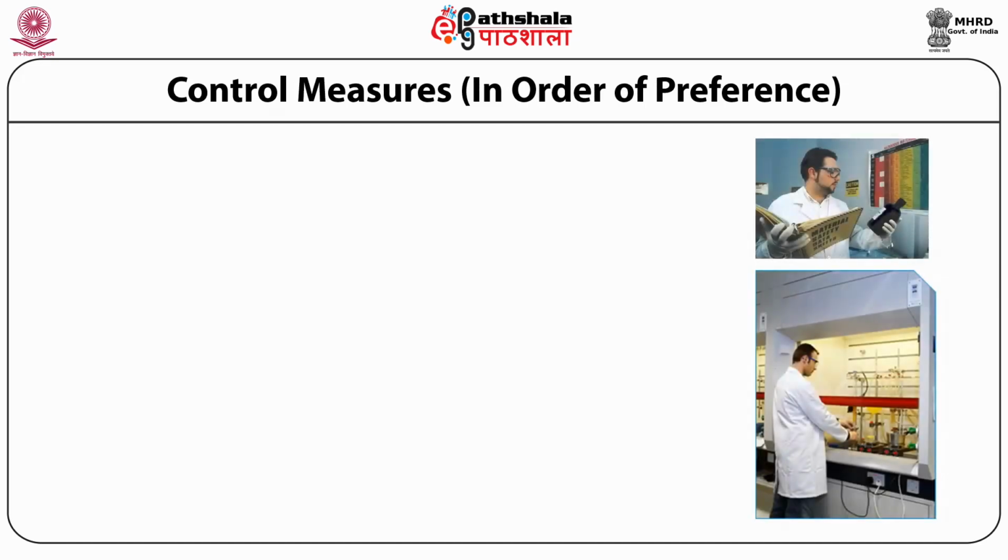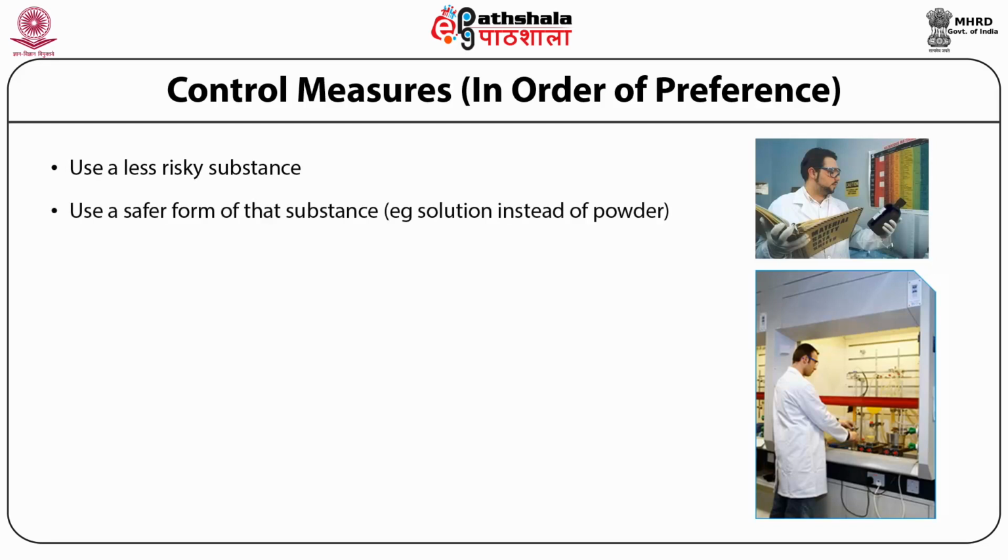So what are the control measures? Here are some rules of control measures in order of preference. The first one is to use a less risky substance. Use a safer form of that substance, for example, a solution instead of a powder.